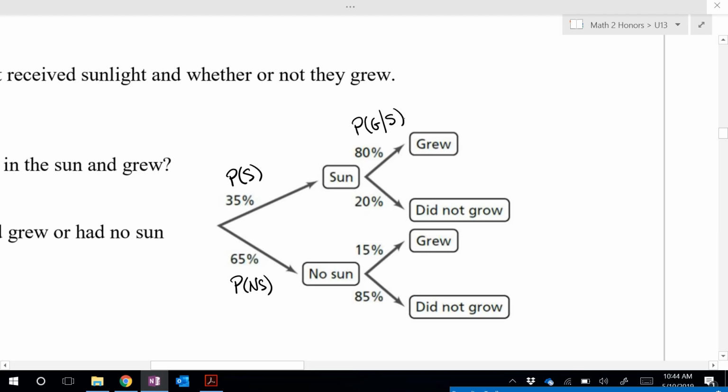What's that? Okay, we'll get back to that. No, not. What's 20% going to represent? Okay. Probability of no grow given sun. Okay, good. What's the 15%? Probability grew given no sun. Okay, good. So you're getting a sense of what's here, right?